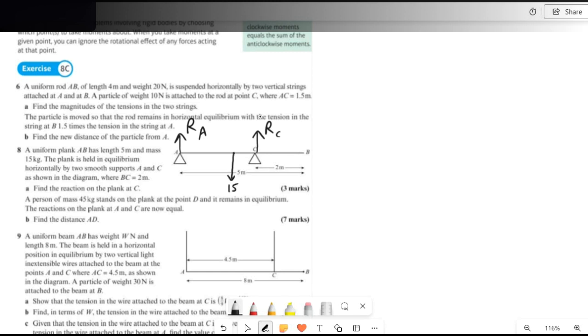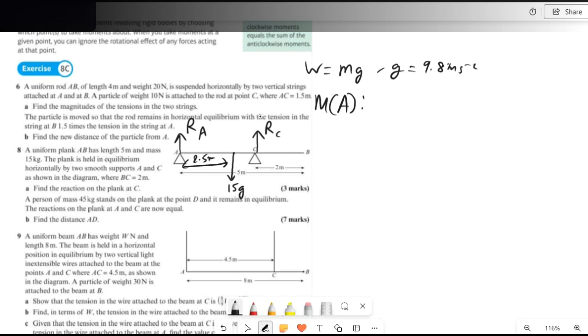So this is going to be 15g, which is the weight of the plank. As we know, weight is equal to mg, where m is the mass and g is the gravitational acceleration, where g is equal to 9.81 or 9.8 meters per second squared. So this distance is going to be 2.5 meters, as it is the midpoint of the plank. So we can take moments about A to cancel out the effects of RA.